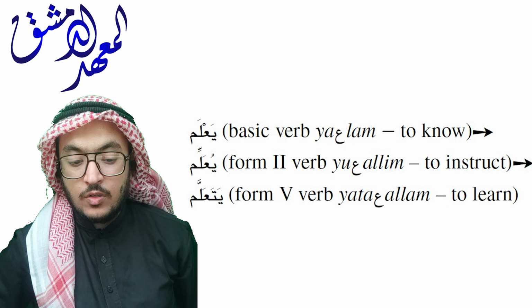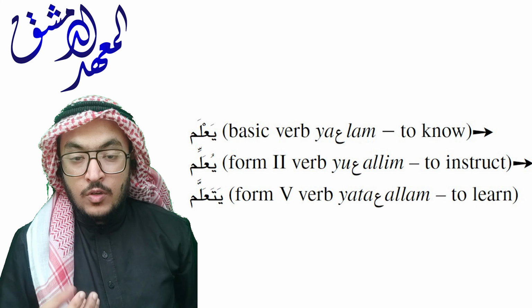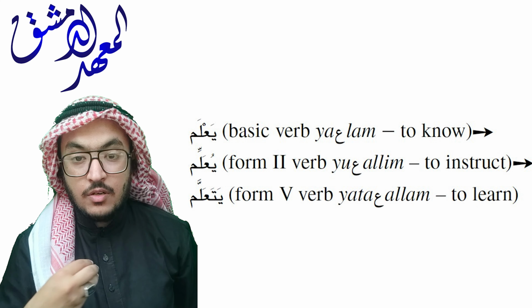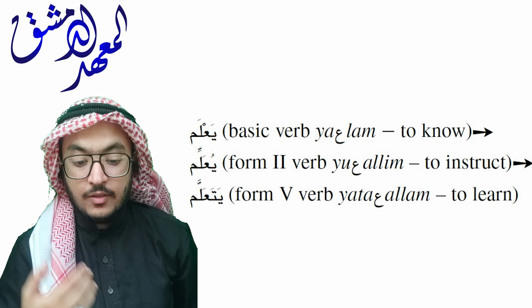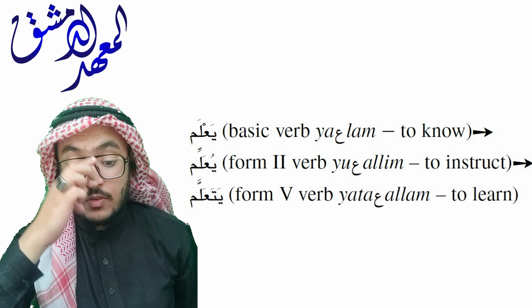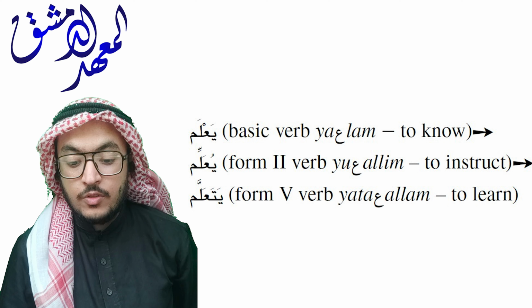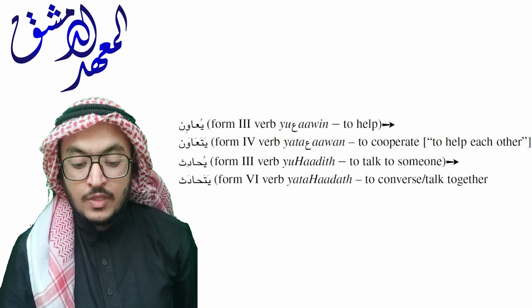Ya'lam means to know, yu'allim means to instruct, yata'allam means to learn. So to know is ya'lam, yu'allim means to instruct, but yata'allam means learning. You are instructing your own self, you are learning. As form 5 is often reflexive of form 2, so form 6 is sometimes reflexive of form 3, producing the meaning of doing something together or as a group. So yu'awin means to help, yata'awin means to cooperate, to help each other.